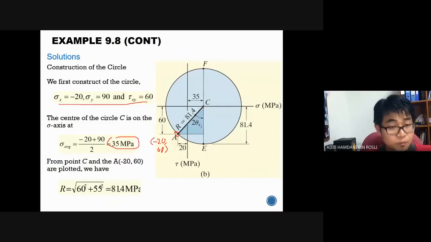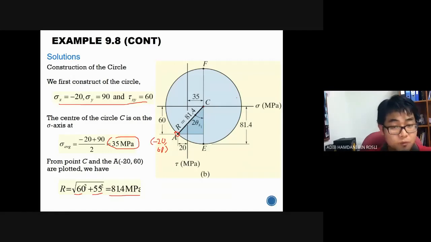You can find the radius, which is basically just look at it. This is 35, right, from C to the tau axis. And then from the tau axis to A is 20, isn't it? So 35 plus 20 is 55. And then, of course, this one is 60, because this is the same as tau xy. So 60 squared plus 55 squared, and you have your radius, which is 81.4.